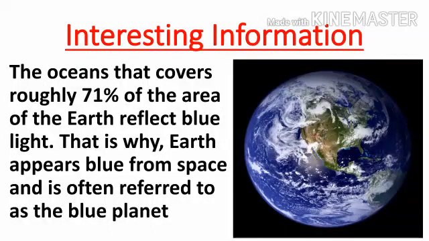Before going towards the topic, here is a very interesting piece of information: our earth looks blue. If you are in space and you look at the earth, you will see mostly the blue part of the earth, and earth is also known as the blue planet. Why? Because roughly 70% of the area of the earth is covered by ocean and sea. So earth reflects blue light. That is why earth appears blue from space and is often referred to as the blue planet.